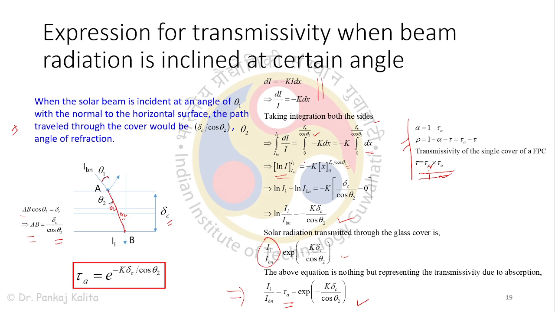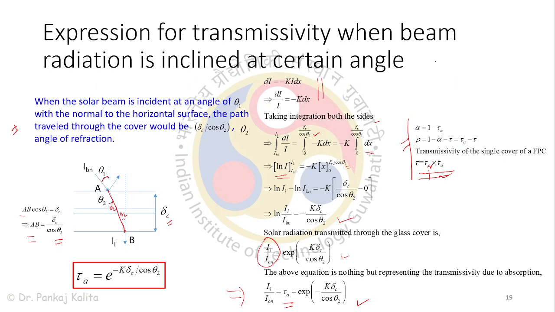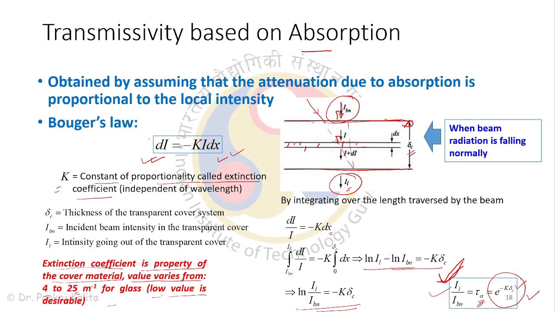Now this was for normal incidence, 90 degrees. If it is at an angle theta 1, then the modified formula is this one. Tau alpha, the transmittivity based on absorption, is equal to e to the power minus k delta c, where k is the extinction coefficient, depending on what material you are going to use, and delta c is the thickness of your cover.